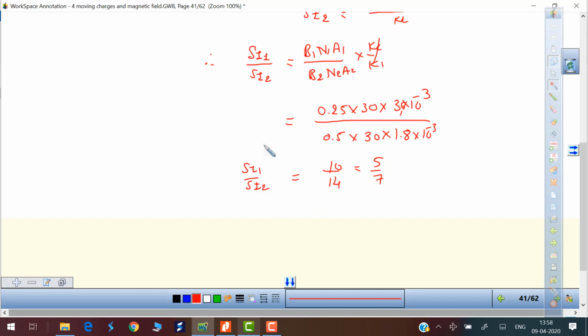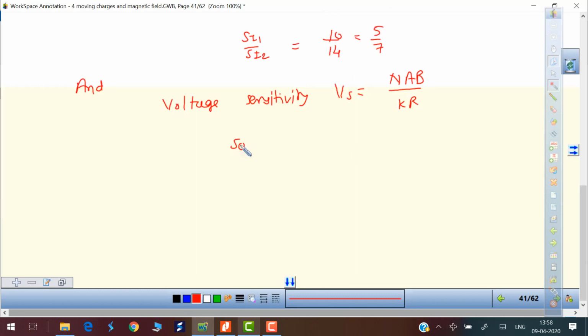Or you can find the reciprocal of that also. And voltage sensitivity is Vs equal to N A B upon K R. So Vs2 upon Vs1 is equal to N2 A2 B2 upon K2 R2, divided by this reciprocal going up, K1 R1 upon N1 A1 B1.